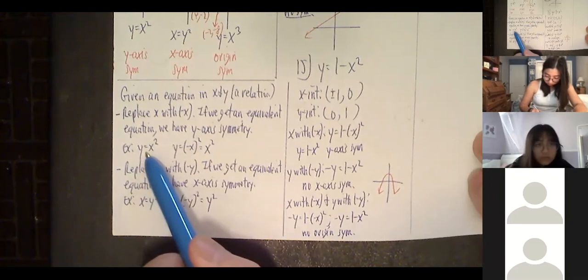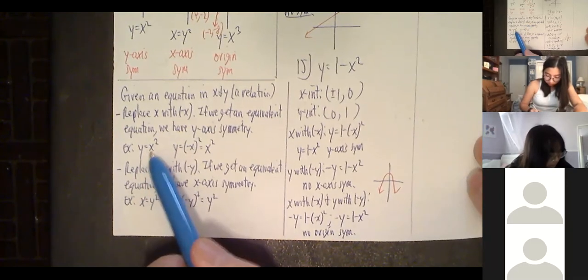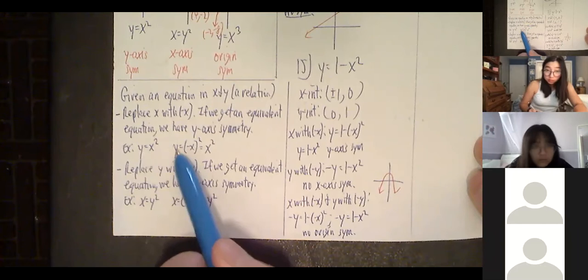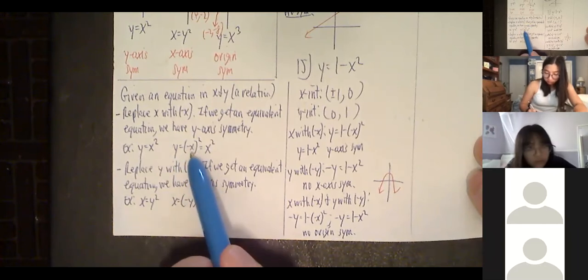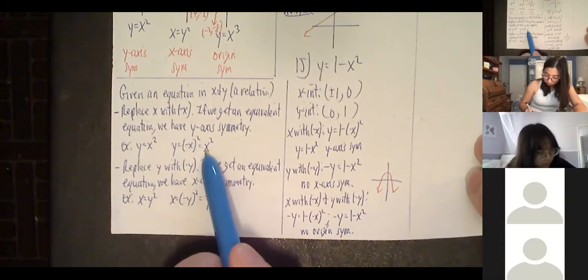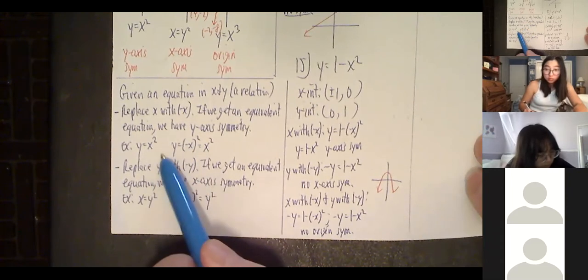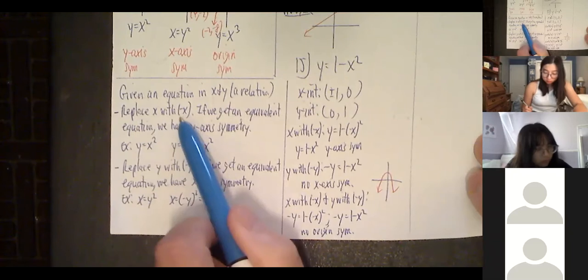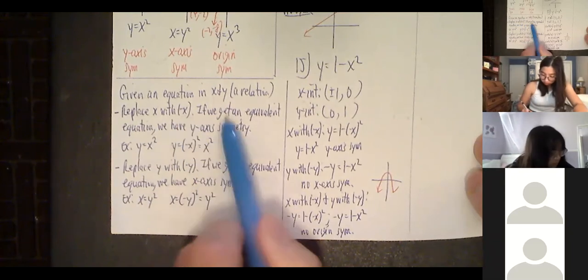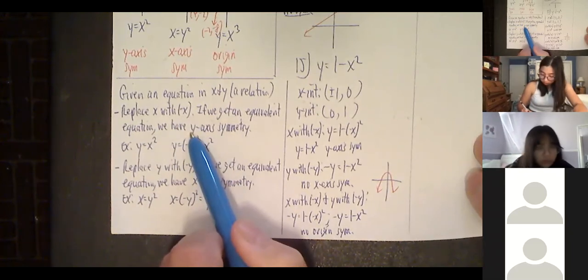And here's an example. For y equals x squared, if I change this to negative x, y equals negative x squared, and then you say to yourself, oh, negative x squared is the same as x squared. So you get the same thing back. So replacing x with negative x gives you the same equation back. Then you have something called y-axis symmetry.